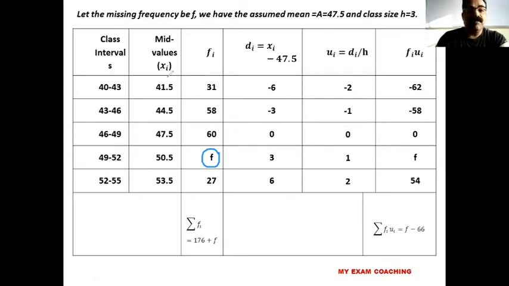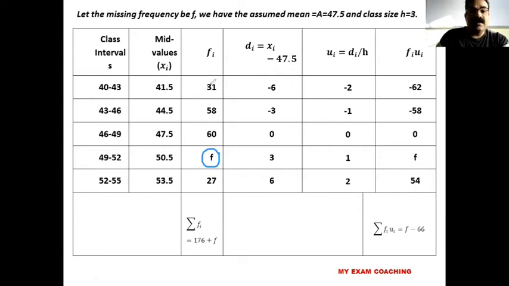We know how to find out the mid values. 40 to 43 is the class interval. So 40 plus 43 divided by 2, we will get mid value 41.5. Similarly, lower value plus upper value divided by 2. So 43 plus 46 divided by 2, we will get 44.5. 46 plus 49 by 2, we got 47.5. 49 plus 52 by 2, we got 50.5. 52 plus 55 divided by 2, we got 53.5. So the mid value is the lower limit plus upper limit divided by 2.